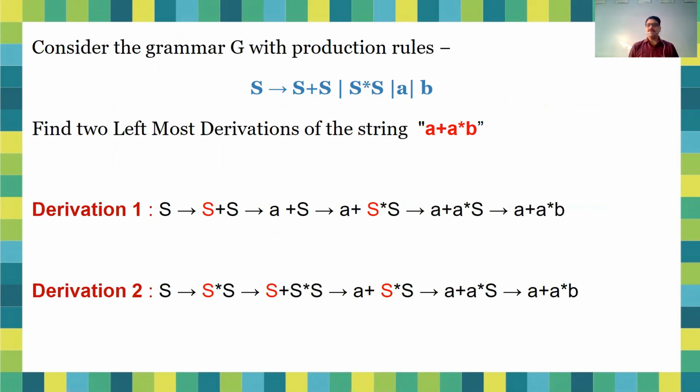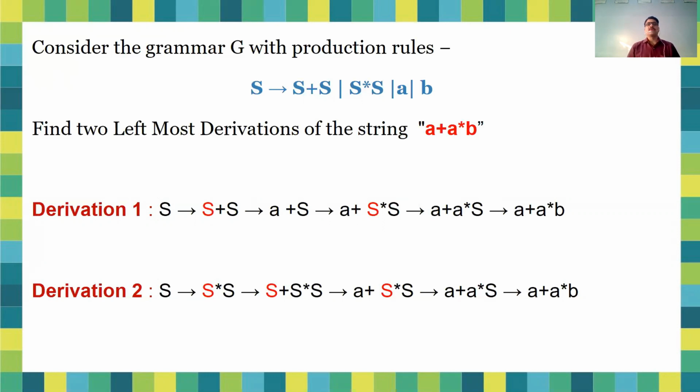For that particular string, if you derive two leftmost derivations, then you can declare that the given grammar is ambiguous. Or if we construct two different parse trees for the same string, then we can also declare that this is an ambiguous grammar. So there are three ways by which you can declare whether the grammar is ambiguous or not.